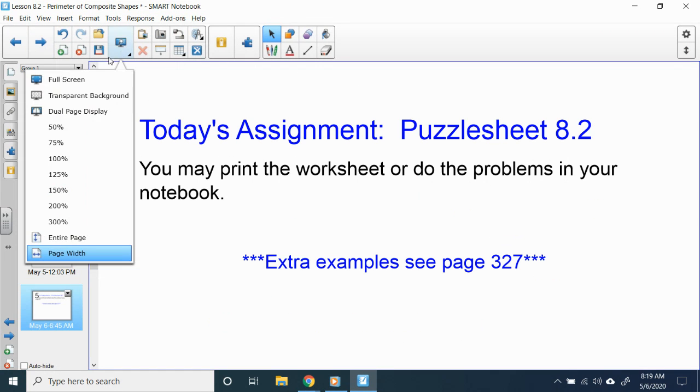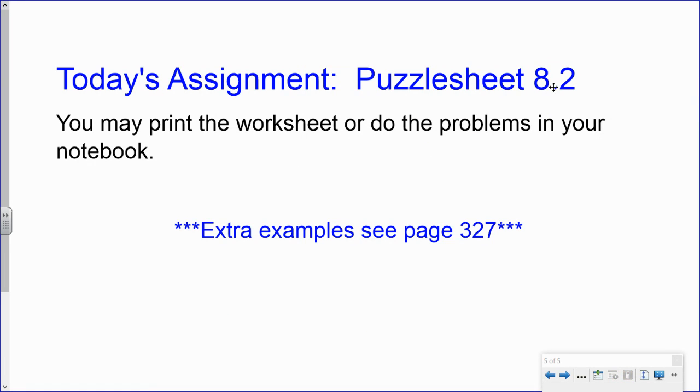What we're going to do today is for our assignment we're going to do puzzle sheet 8.2. You can print the worksheet or you can do the problems in your notebook. I will also tell you that in that worksheet, I have put text boxes for you to write your answers, as well as when you figure out what the puzzle is, the link to submit your answer to your puzzle is directly in the slides. So you'll just click on that link and then submit your final answer so I can see your worksheet with your answers, as well as you'll fill in a quick Google form with your final puzzle answer.